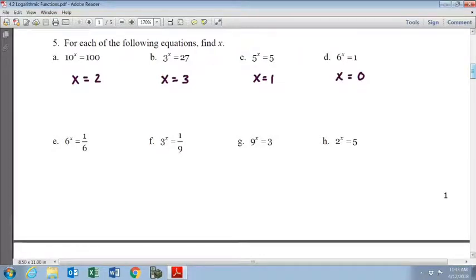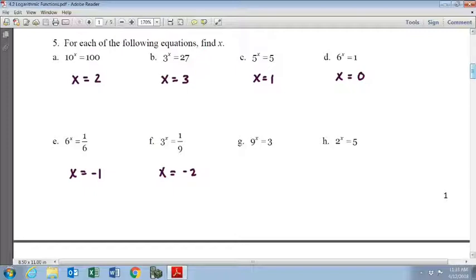Letter E, we know 6 to the first power is 6, so 6 to the negative 1 power would give us 1/6. In letter F, we know 3 squared is 9, so 3 to the negative 2 power would be 1/9, so x must be negative 2.